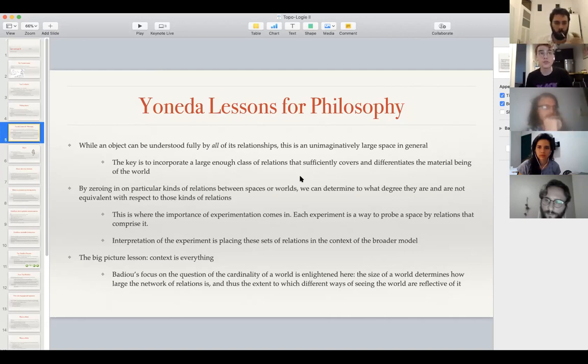So this is actually very interesting, specifically in Badiou's. Sorry, it's a bit loud outside. We got some motorcycles going by.